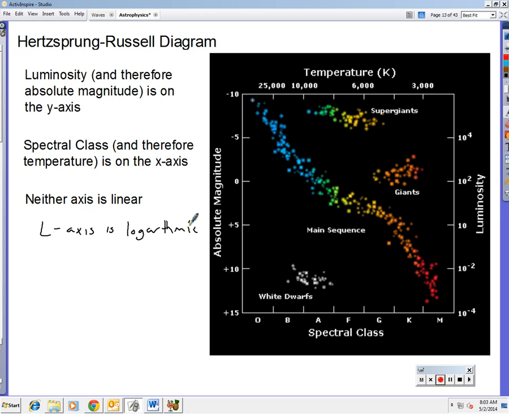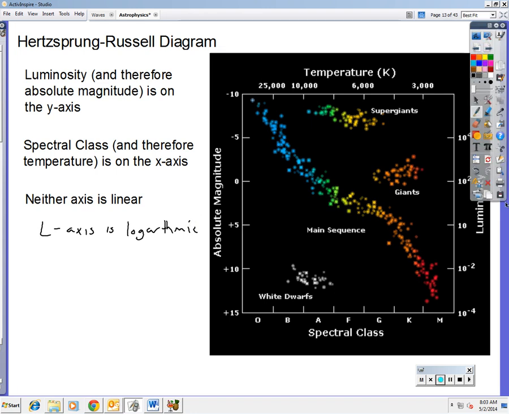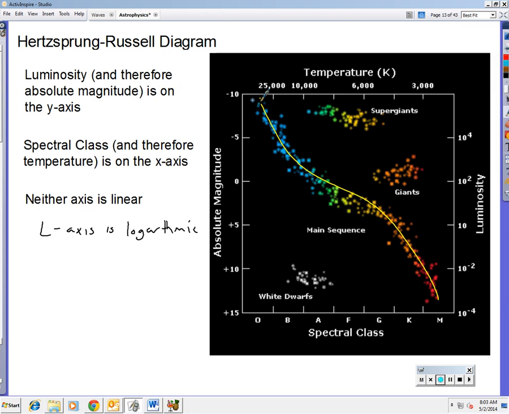And you notice that there are 4 basic groups on the diagram. You have what is called the main sequence, which is that long line of stars that goes diagonally across the diagram. 90% of the stars in the sky are in that group. You also have a group of giants. We'll explain why those are called giants, and supergiants above it. And then another group of stars that we call white dwarfs down here at the lower left corner.